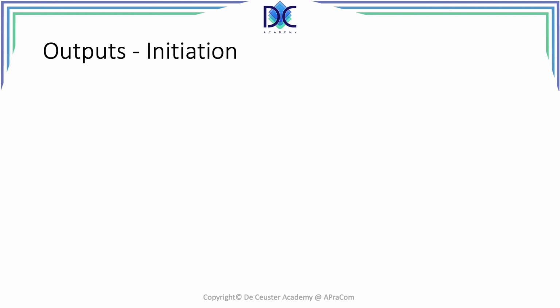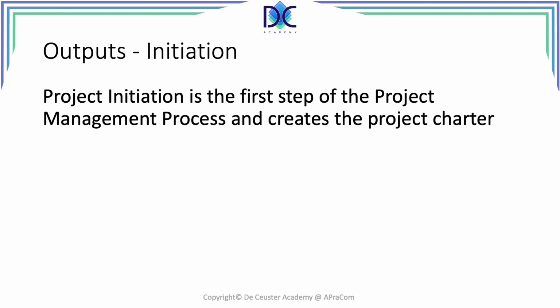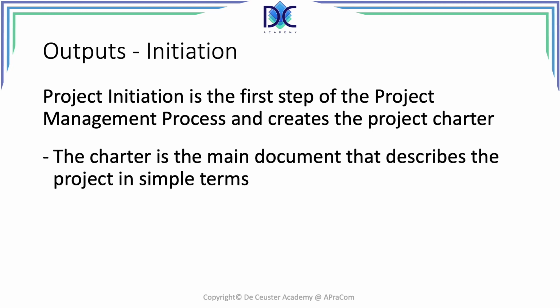Let's have a look at the outputs of those different steps, and we start with initiation. Project initiation is the first step of the project management process, and here we create the project charter. The charter is the main document that describes the project in simple terms. No technical jargon, no complicated formulas. It's a description of what the project is about, for whom we are doing the project, how we will do it, and other parameters like time and money.